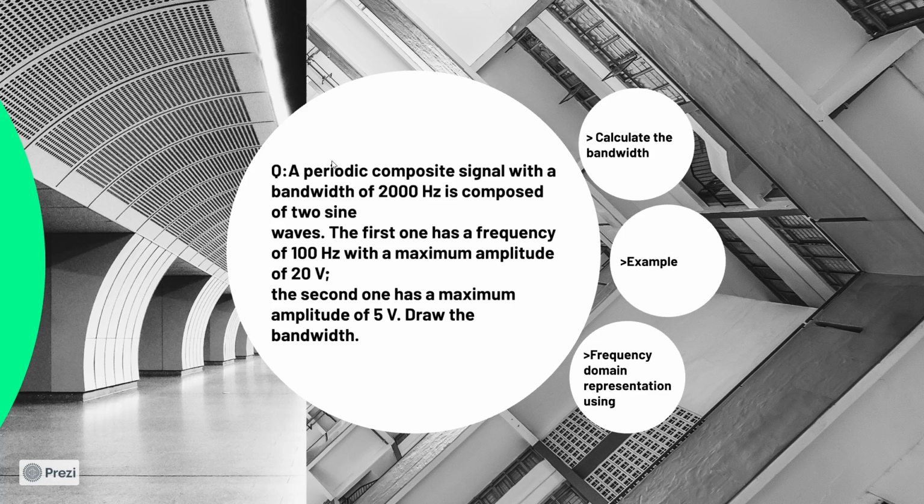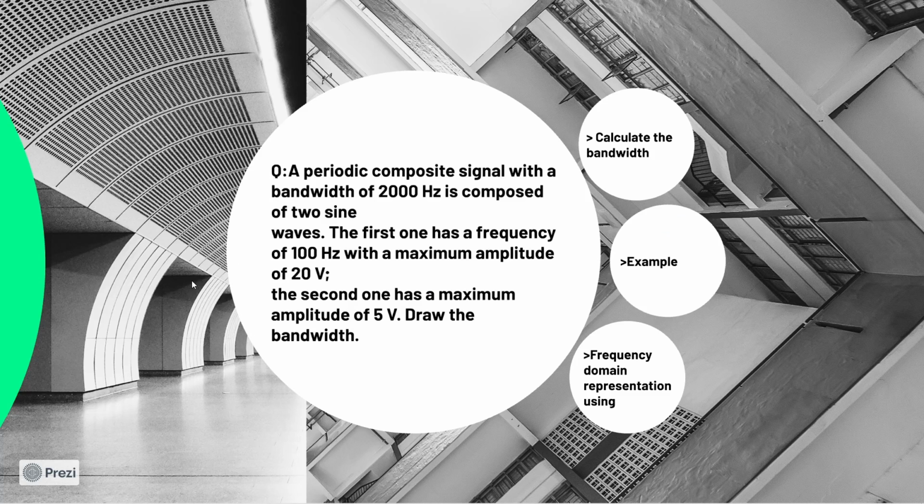Here we are given a periodic composite signal with a bandwidth of 200 Hz, composed of two sine waves. The first one has a frequency of 100 Hz with a maximum amplitude of 20 volt, and the second one has a maximum amplitude of 5 volt. Draw the bandwidth. Before I explain the solution, I would like to explain the equation. They are saying that we are given a periodic composite sine signal with a bandwidth of 2000 Hz.